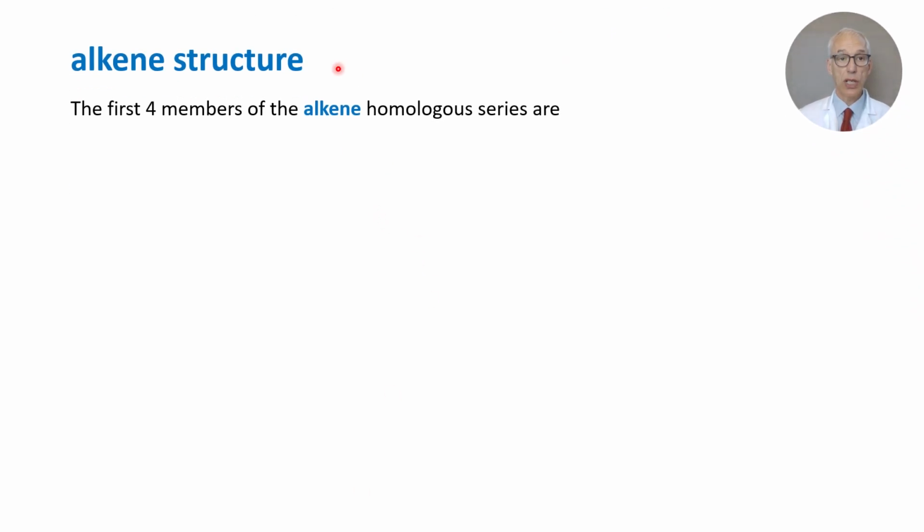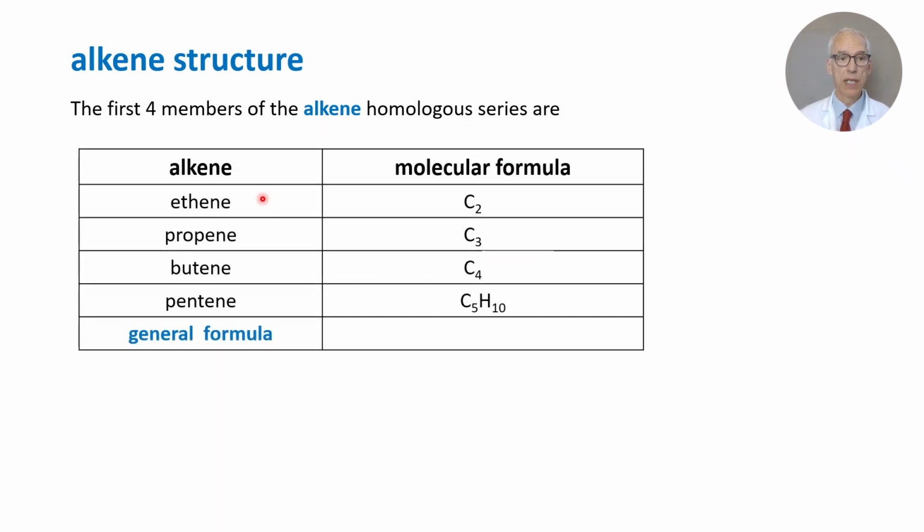So let's look at alkene structures. Let's look at the first four members of the alkene homologous series. They are ethene, propene, butene, and pentene. I've given you the molecular formula of pentene, C5H10. Can you deduce the general formula? Stop and come back when you're ready.